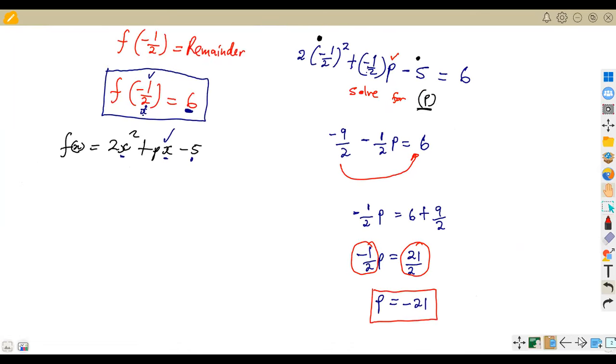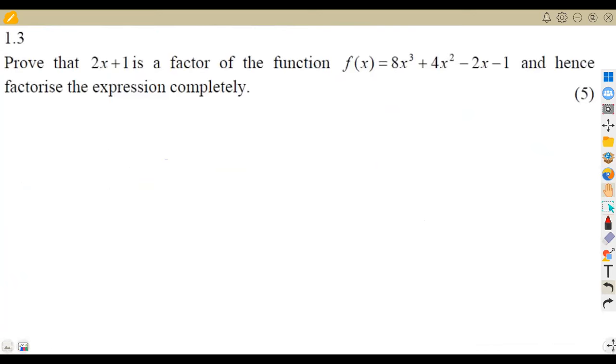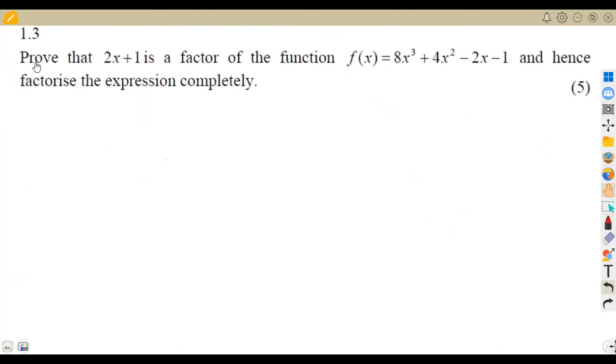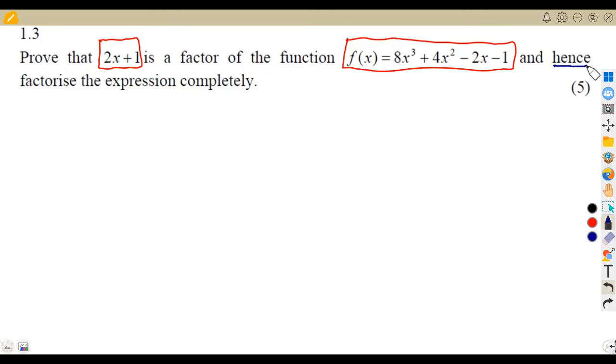All right, so let us check another type of question. Remember I talked about this part of factorization. Instead of them asking us to prove that it's a factor or find another factor, they can ask us like this. The first part is, prove that 2x plus 1 is a factor of this function. Prove that it's a factor. That's the first question. After proving, hence factorize completely. We talked about this part of factorizing completely.